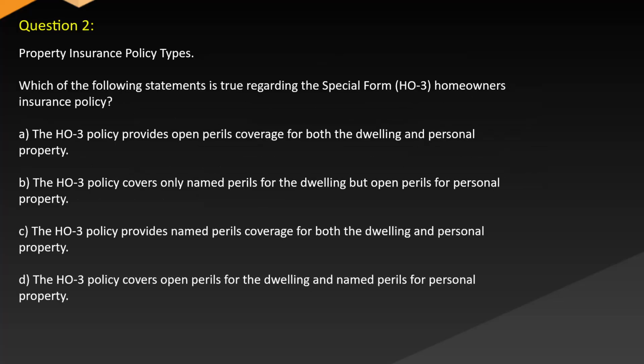Question 2. Property insurance policy types. Which of the following statements is true regarding the special form HO3 homeowners insurance policy? A. The HO3 policy provides open perils coverage for both the dwelling and personal property. B. The HO3 policy covers only named perils for the dwelling but open perils for personal property. C. The HO3 policy provides named perils coverage for both the dwelling and personal property. D. The HO3 policy covers open perils for the dwelling and named perils for personal property.